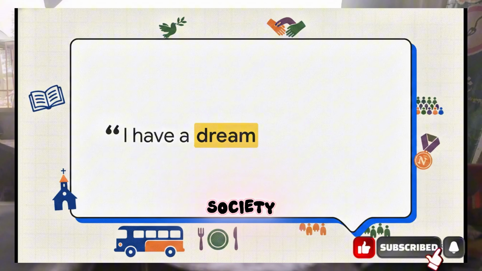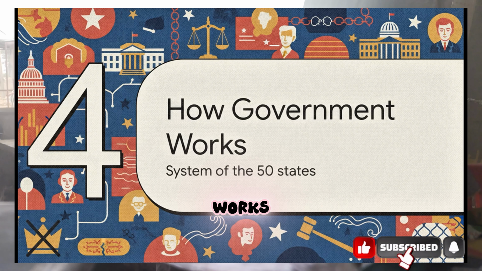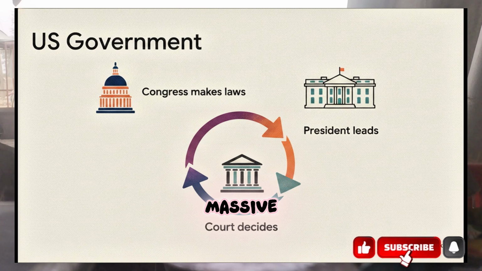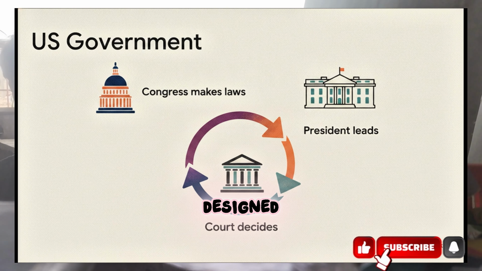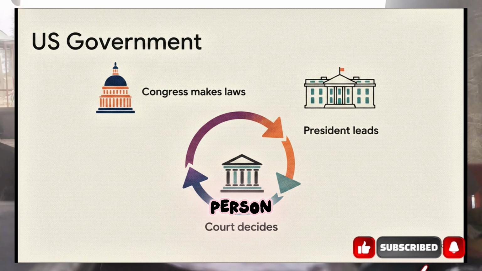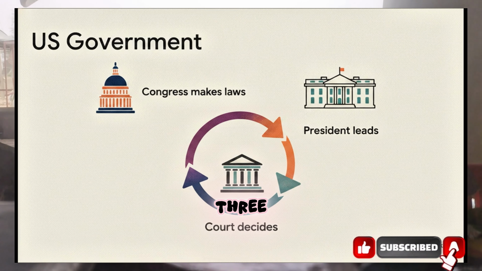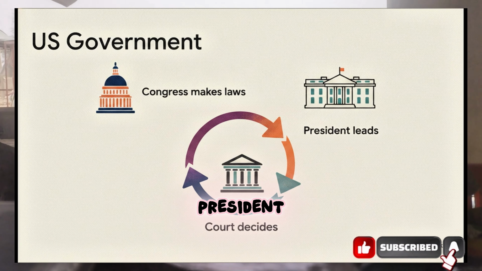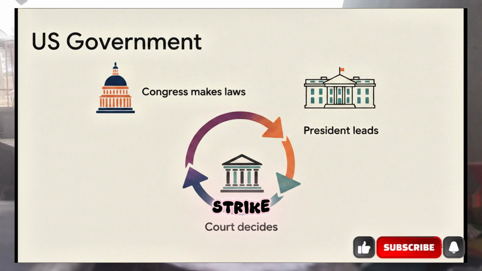American society. All right, let's shift gears to Part 4, how the government works across all 50 states. So how do you actually manage a population this massive? Well, the U.S. relies on a very strict system of checks and balances. It was designed specifically so that no single person, not even the president, has total power. It's this intricate dance between 3 equal branches. You have Congress, who actually makes the laws, you have the president, who is the chief executive and head of the military, and then you have the Supreme Court, who decides what those laws mean and can even strike them down.